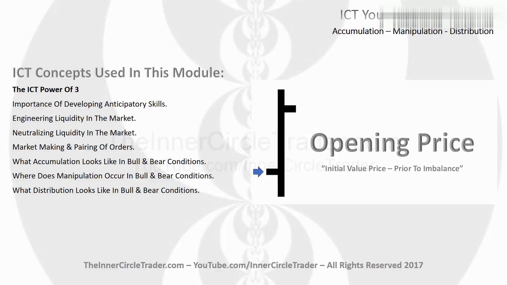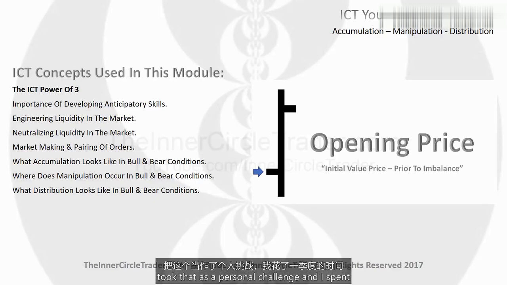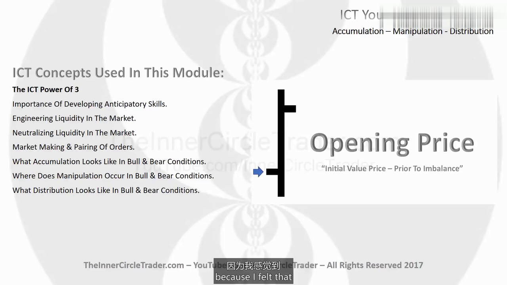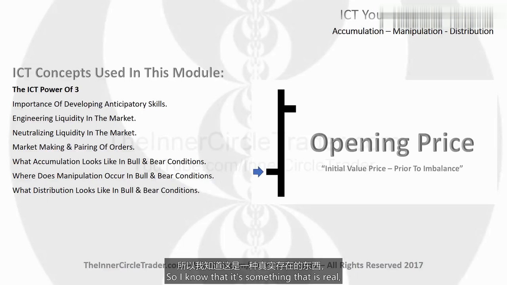or up close days. I took that as a personal challenge and I spent the first quarter of my 25 years mastering just that concept, because I felt that it was enough for me to work towards, cracking that code, if you will. And I think I've done it. I've taught it to other people, so I know that it's something real and tangible, and it can be repeated not only in my own results, but by other people who have learned from me.